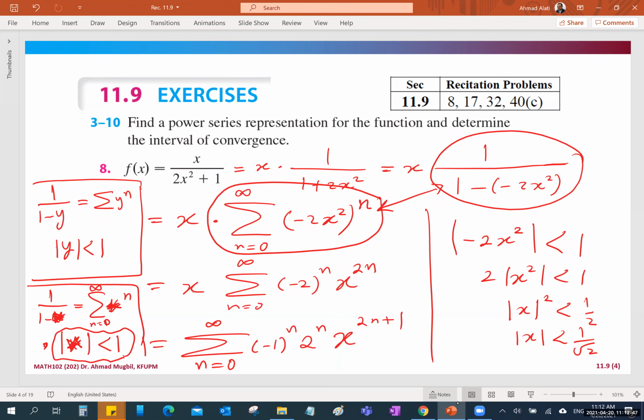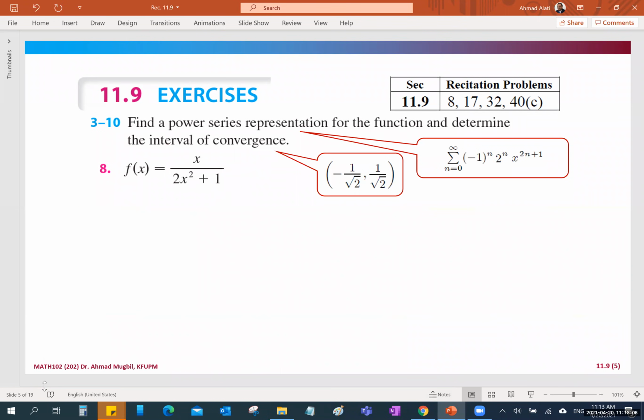If he asked about the radius, this is the radius. If he asked about the interval of convergence, we need to solve it. So x will be less than 1 over square root of 2 and greater than negative 1 over square root of 2. If you don't know how to solve an inequality, you have to be careful. So this is the interval of convergence, x between negative 1 over 2 and 1 over 2. This is the solution. This is the first part, and this is the second part.